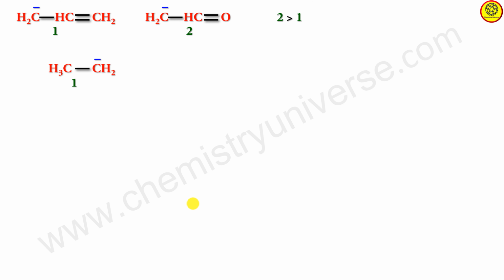Let's try some more. Let's compare allylic with something similar to allylic. The only difference here is there is a double bond O instead of double bond carbon, and I think you must have guessed it right, that obviously there are 2 resonating structures in both, but in 2 the negative is actually on O, and that makes it 2 more than 1. Let's compare these 3.